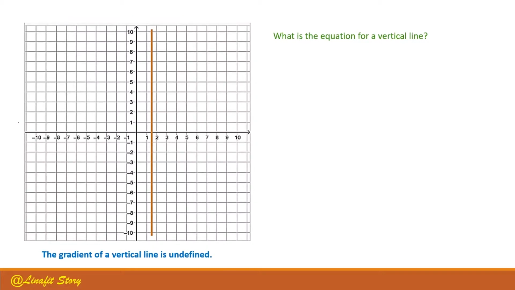What is the equation of a vertical line? So this one is x is equal to 1.5. Remember that the gradient of a vertical line is undefined.